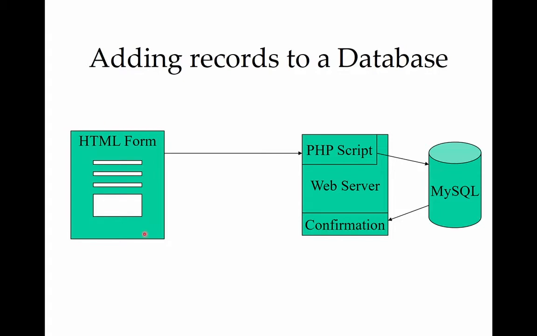So we need to create this HTML form and this PHP script. The form, we are basically asking, you know, in this example, it's for a book. We are asking, what's the name of the author? What's the name of the title? What's the price of the book? What's the review of the book? So we create a form like that.